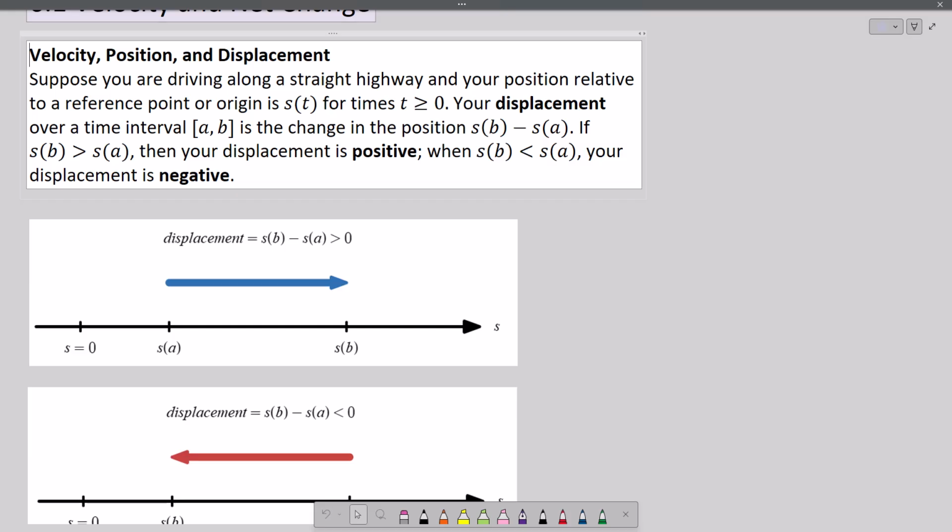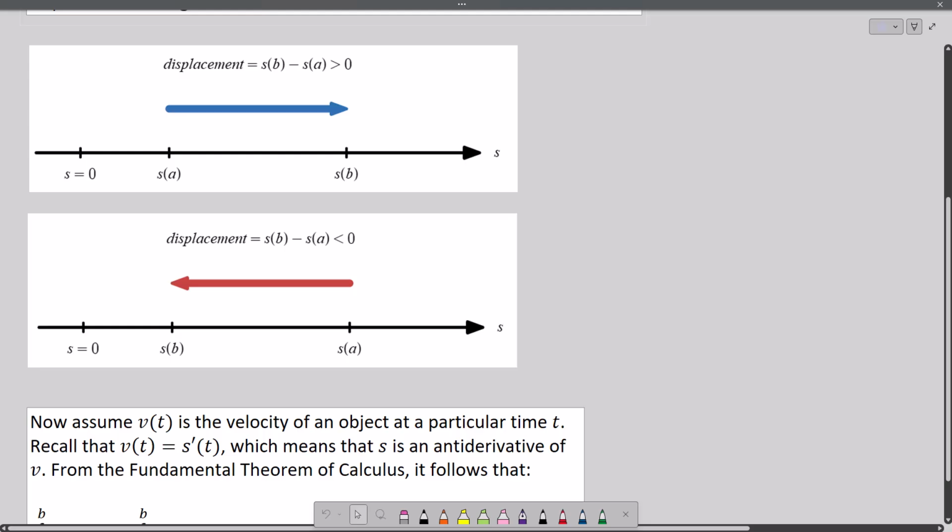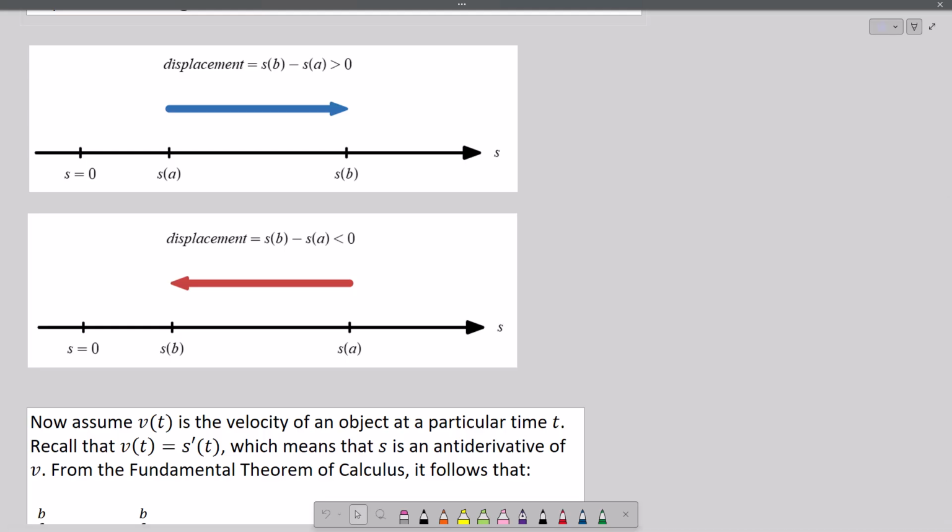It's a number on a number line. S of B is the terminal or final position. It's a number on the number line. And if you take the difference and you get a positive number, then you have positive displacement. So if you end up to the right of where you started, positive displacement. On the other hand, if you start at A, S of A is your position at time A. S of B is your position at time B. If you end up to the left of where you started, if you started to the right and you ended up to the left, then you have negative displacement.